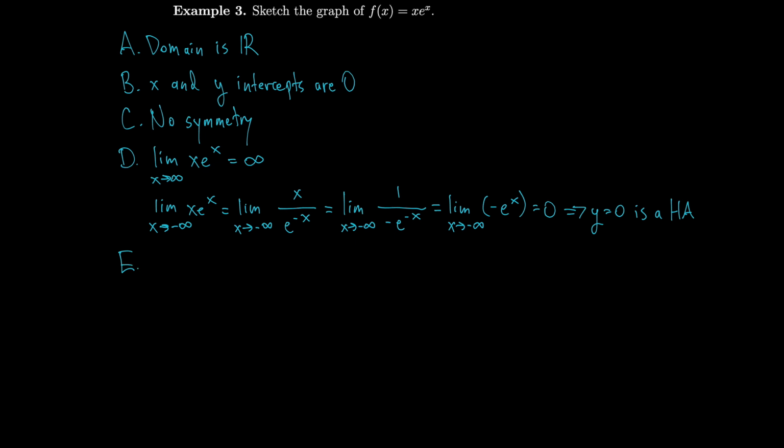Let's look for intervals of increase or decrease. So our derivative by the product rule is x e to the x plus e to the x. And we can simplify that and get x plus 1 times e to the x. So let's look now at a number line. Looks like our only potential problem here is at minus 1. That's where this thing would equal 0. So that's our critical number to look at.